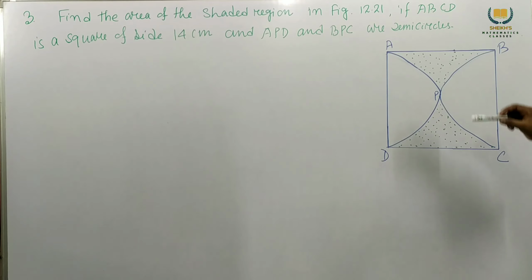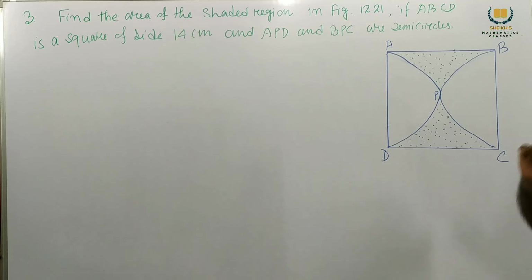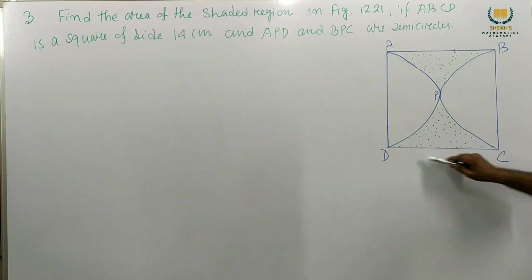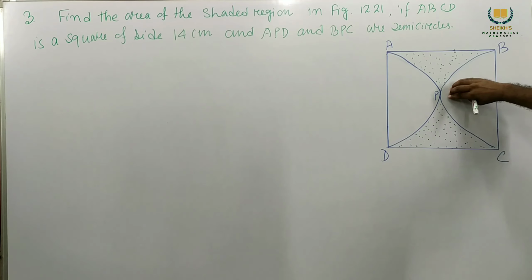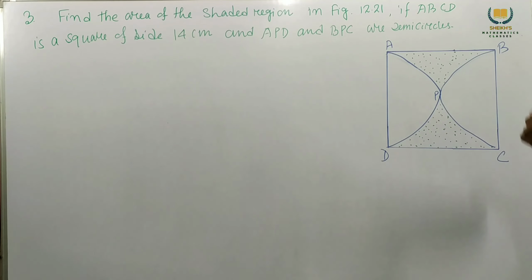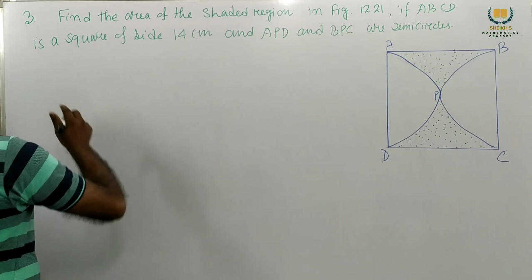Now we have to find the area of the shaded region, this and this portion. These two portions we have to find the area of. If we take the whole area of the square minus this, then ultimately we get the area of the shaded region. So first we have to find the area of the square.